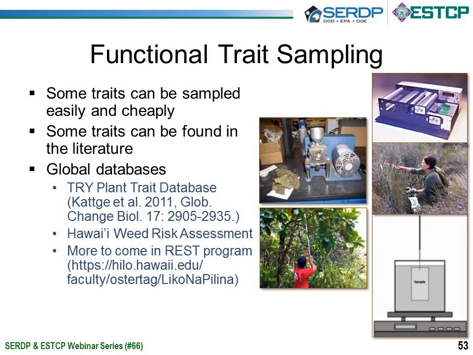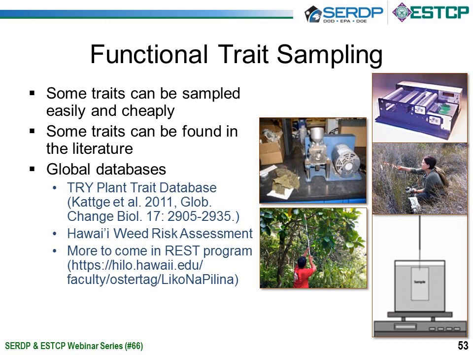In terms of the functional trait sampling, as I mentioned, we did 15 traits. For others to do this, some of these traits can be sampled easily and cheaply. All you might need is a way to measure leaf area, which can be done with the leaf area meter that's in the top right, or simply can be done with scanners and computer programs.